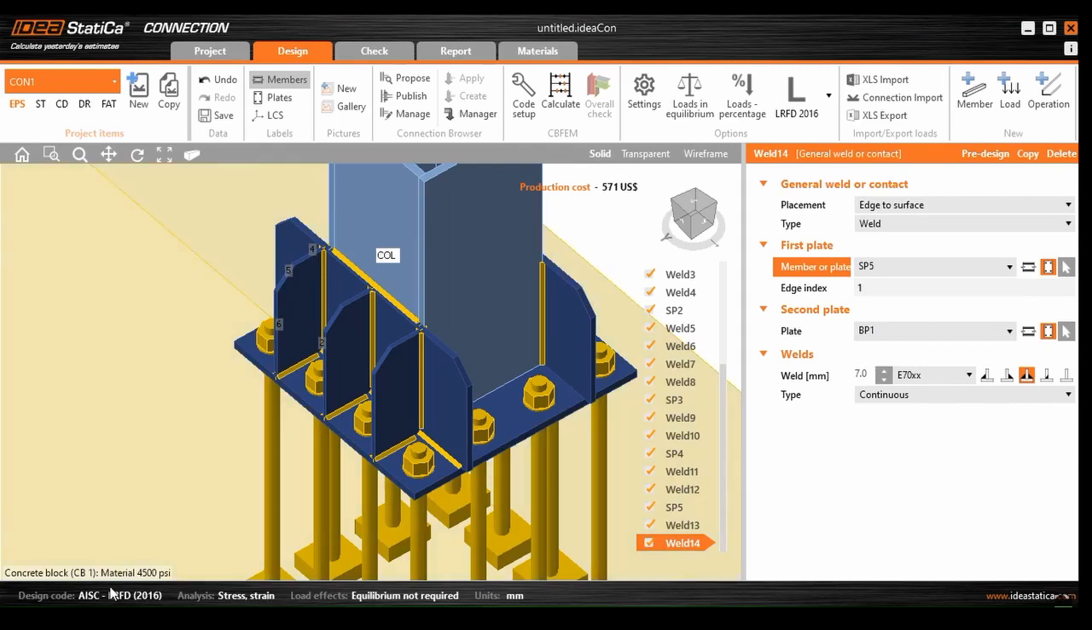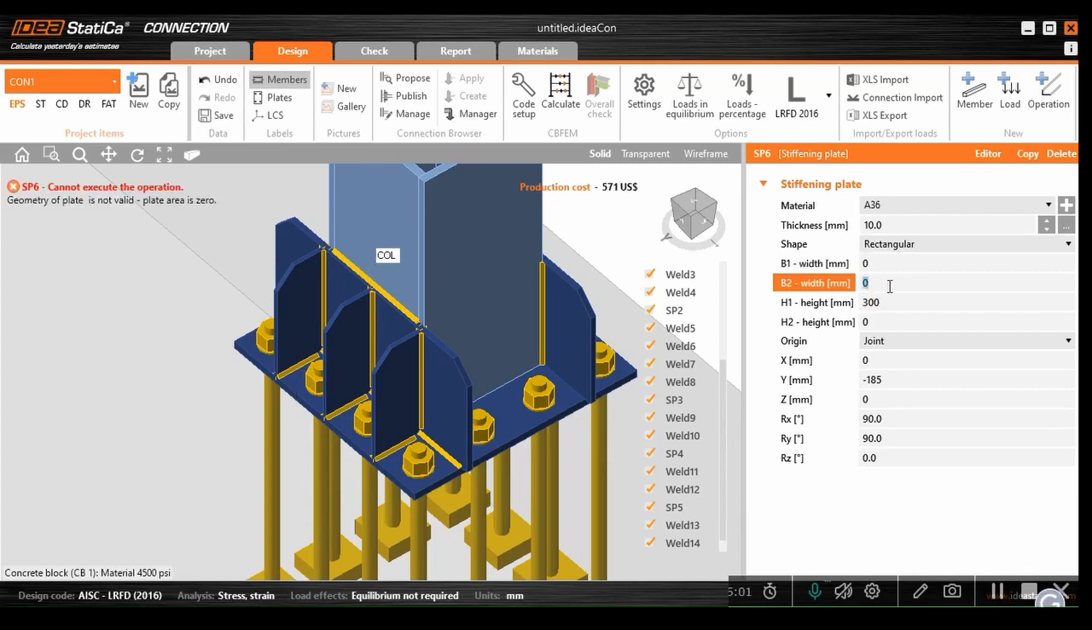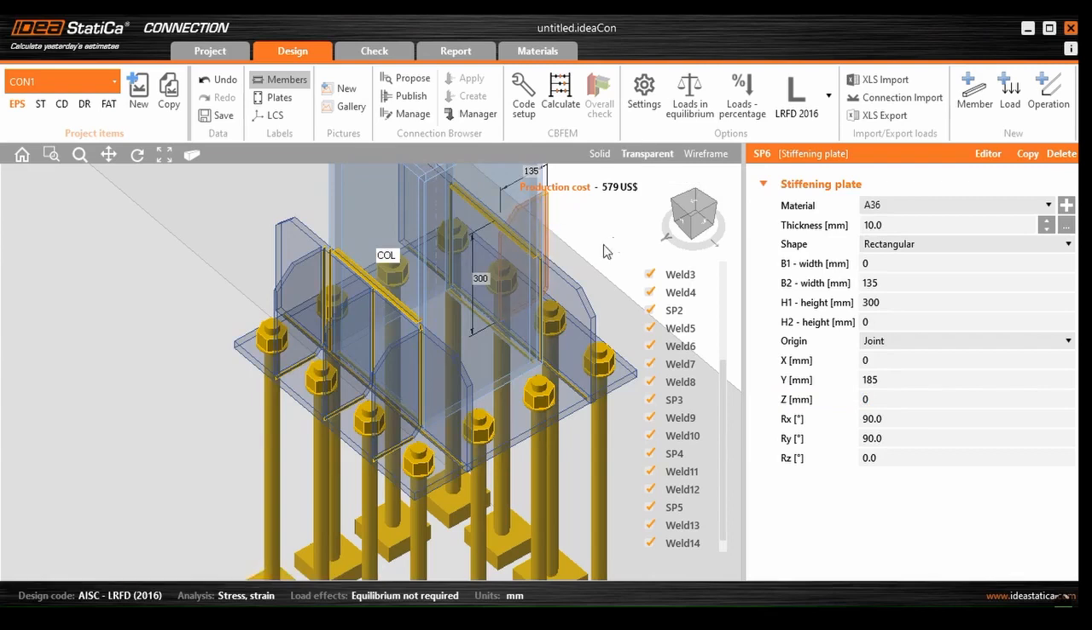Now we need to add the stiffener to the other side of the column as well. Create another copy of SP3. Change the value of B1 to 0 and B2 to 135. Change the value of Y to 185. So choose a transparent mode to see. Okay, it is added in the right place.